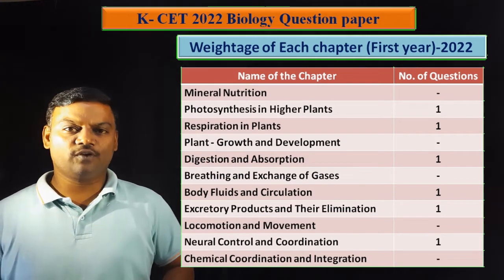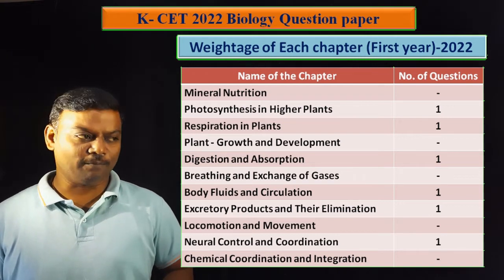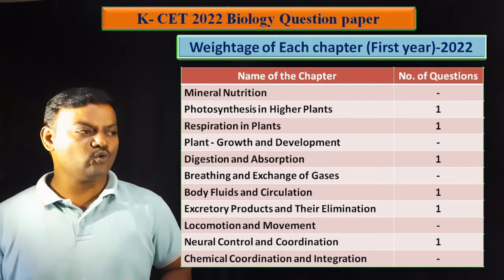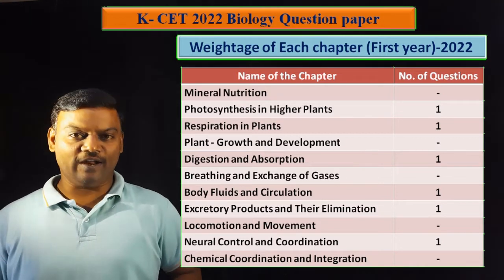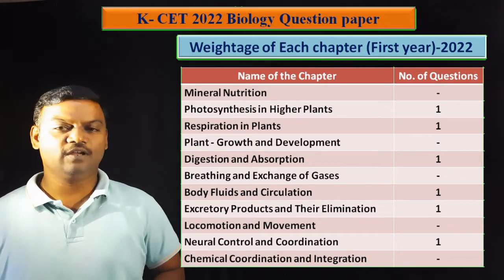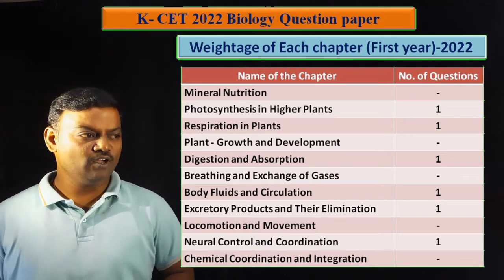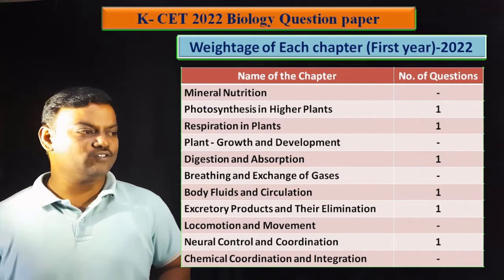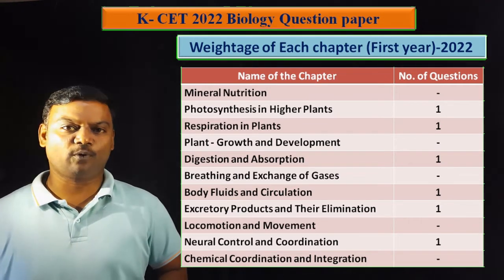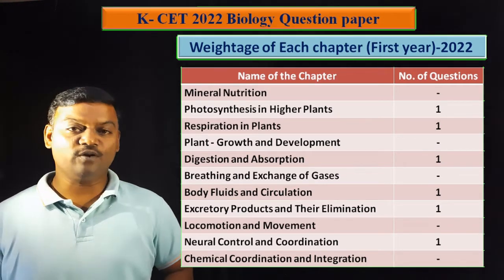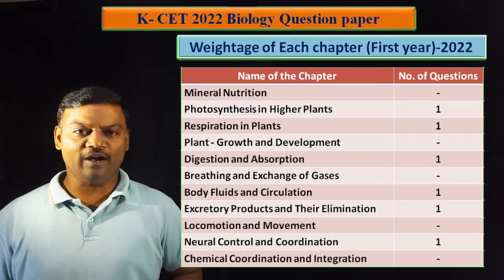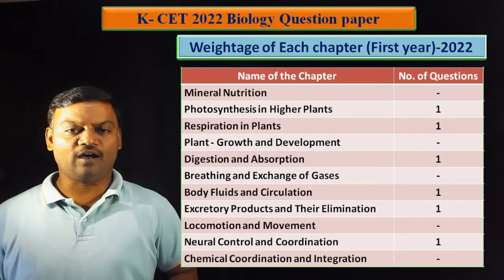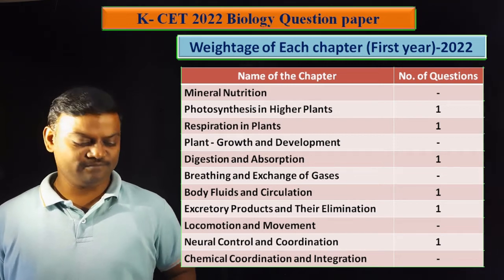There is one question from photosynthesis in higher plants, one from respiration in plants, and no question from plant growth and regulators. There is one question from digestion and absorption, one from body fluids and circulation, one from excretory products and their elimination, and one from neural control and coordination. So totally 15 questions are asked from first year.